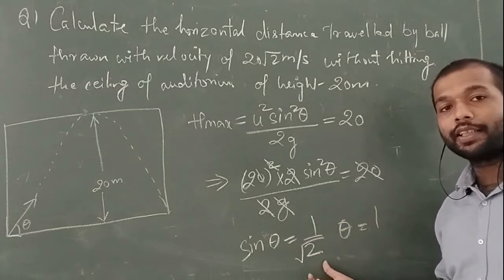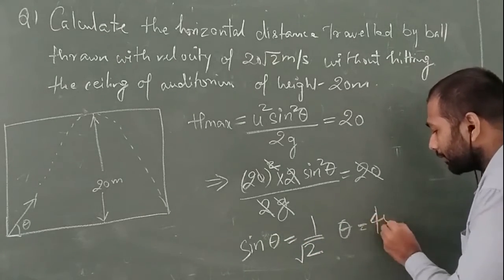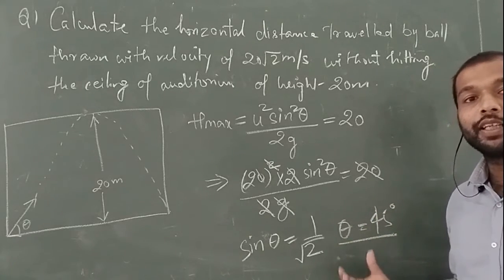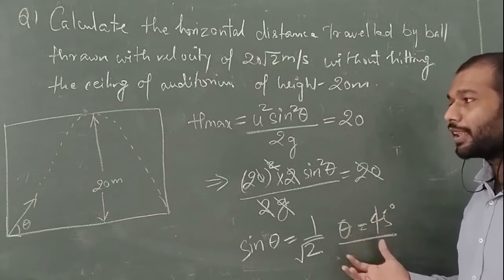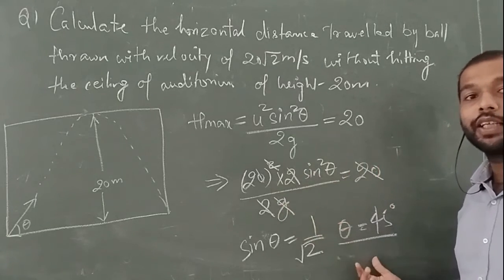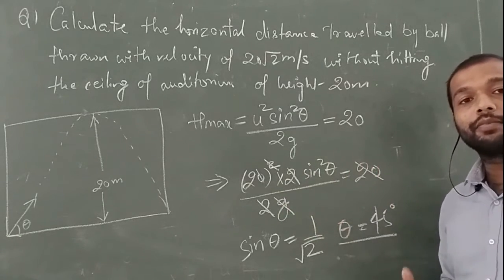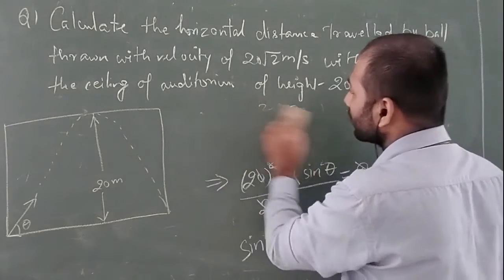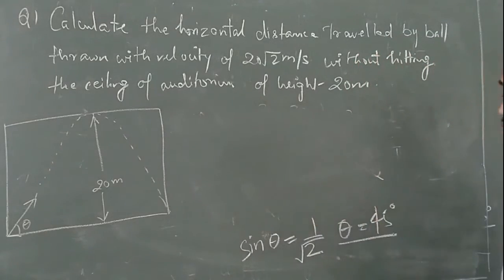What is the value of theta for that sin theta? You know, that is 45 degree. Okay, so basically with the 45 degree that we are getting, we will actually get the maximum range also, because at 45 degree you know there is a maximum range condition. Okay, so let's calculate the range now, that is the horizontal distance, the maximum distance.